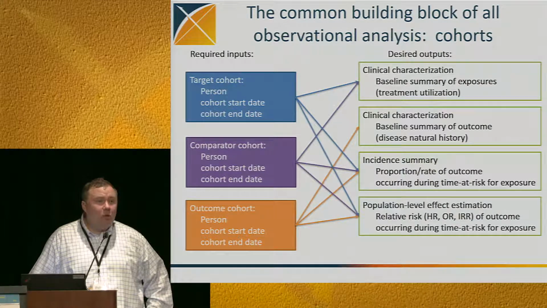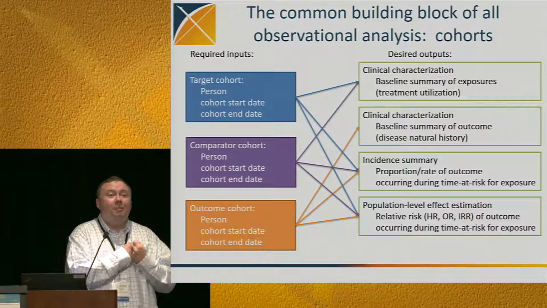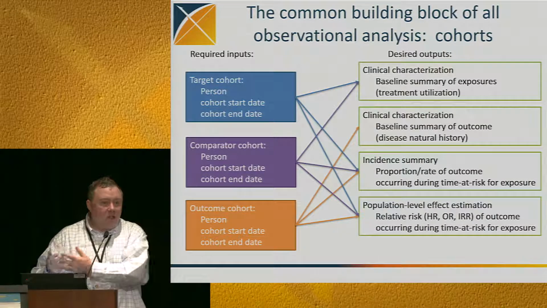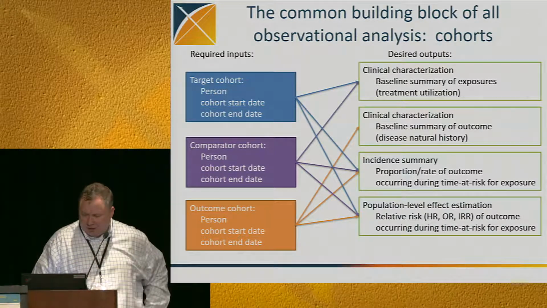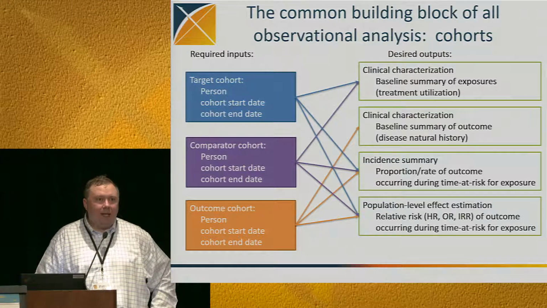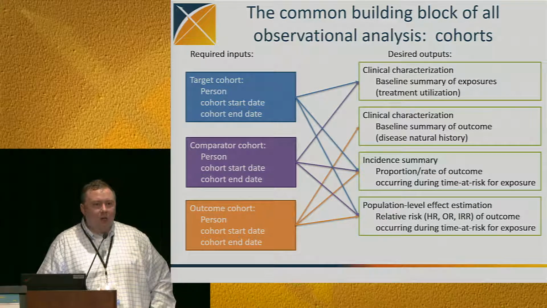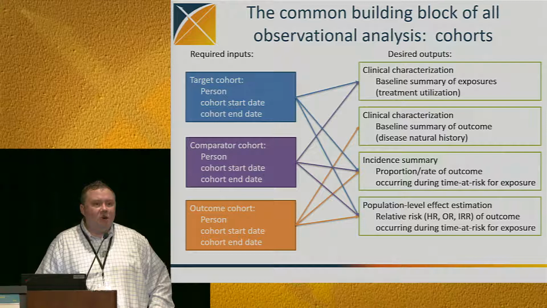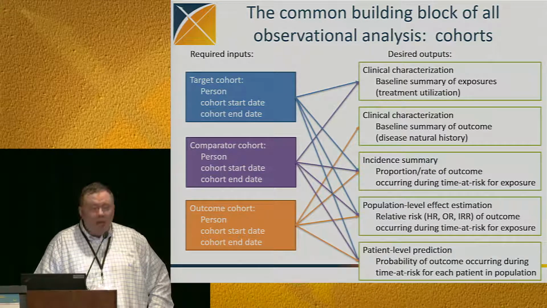We can also do population level effect estimation. So these become the same inputs that go into those large-scale models that Anthony's going to present in a little bit. So if you want to estimate the relative risk of alternative treatments, you can just use these cohorts as the input.